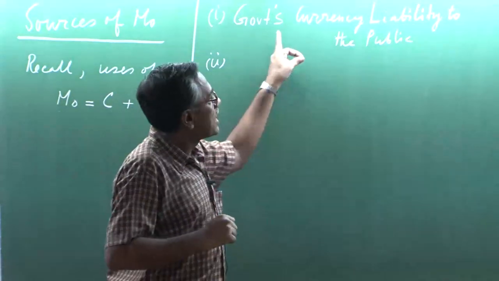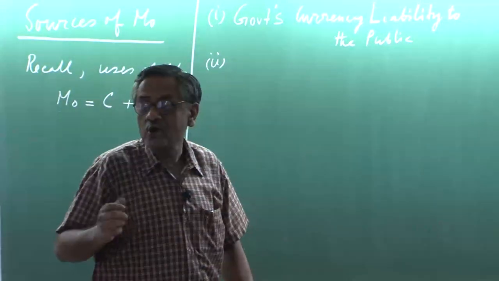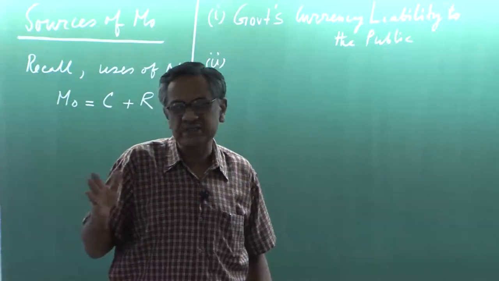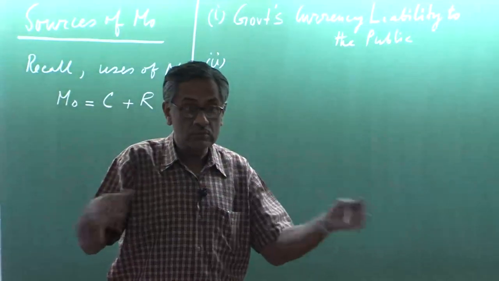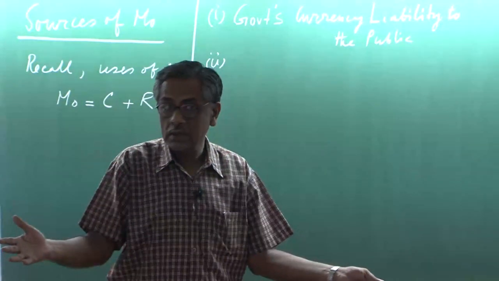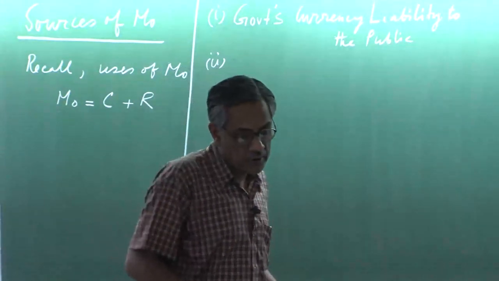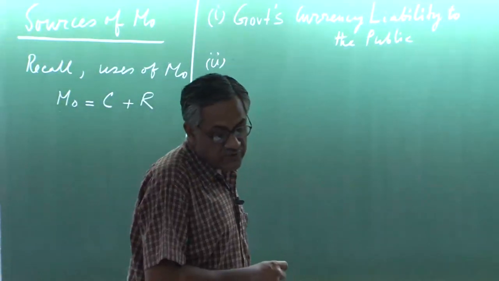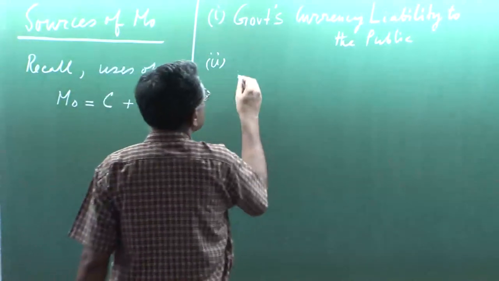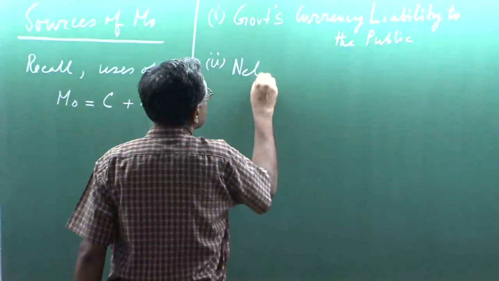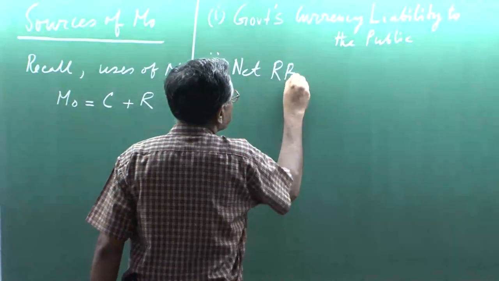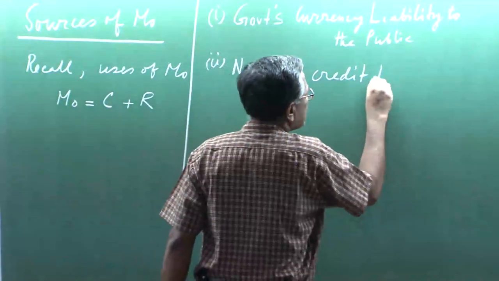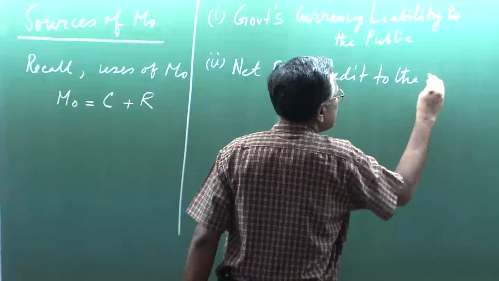All right. So, government's currency liability to the public will be the coins, and the coins is a very small percentage, 1.2, 1.3 percentage, something like that, of the total currency in circulation. All right. Next, net RBI credit to the central and state governments.